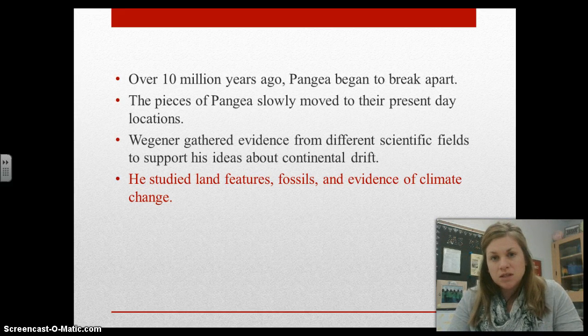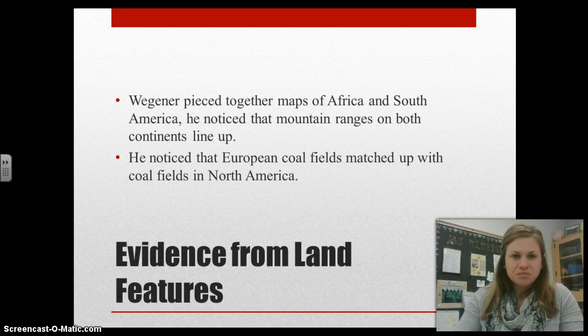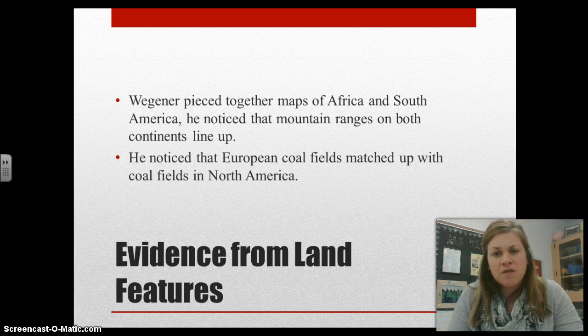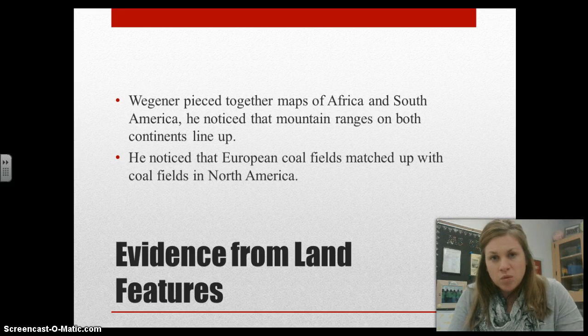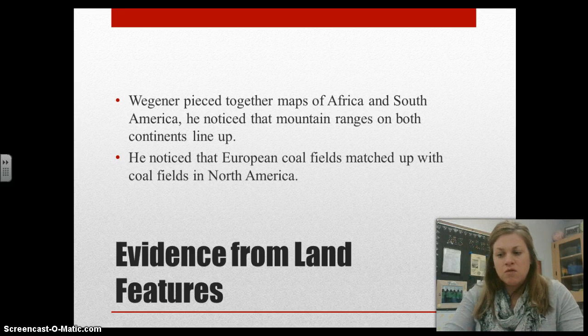If you put the pieces of the puzzle, the continents, back together, you can kind of see where he's coming from on some of his theories here. Wegener pieced together maps of Africa and South America. What he noticed is the mountain ranges on both continents lined up. He also was noticing that coal mines matched up with coal mines in North America. So these huge land features that we have on different continents, if you piece them together, they actually match up, and he believed were one actual solid land formation.